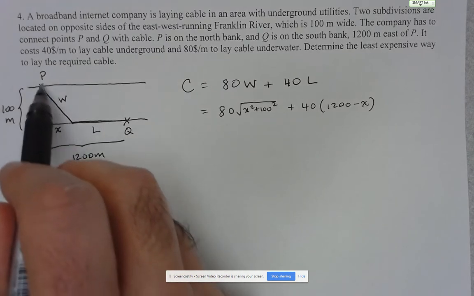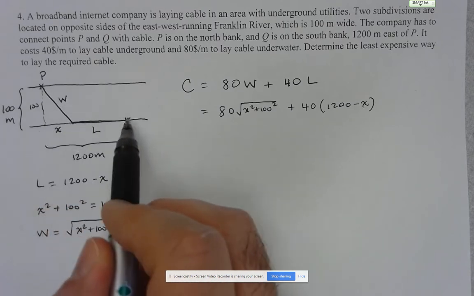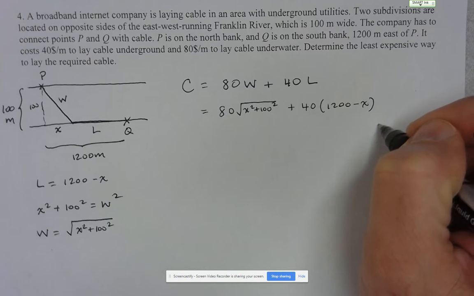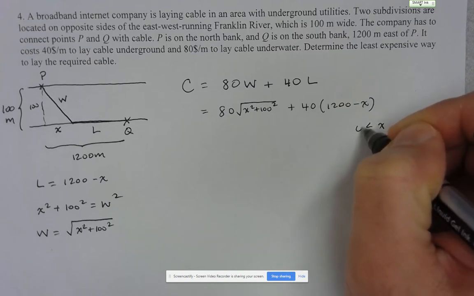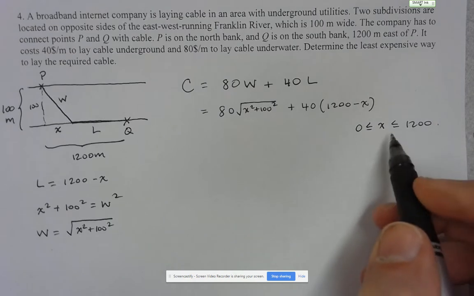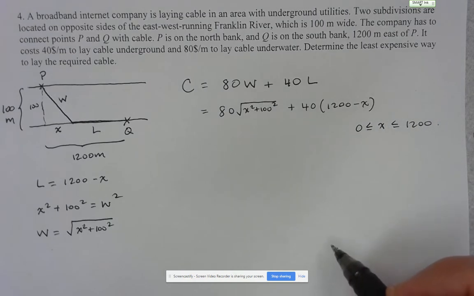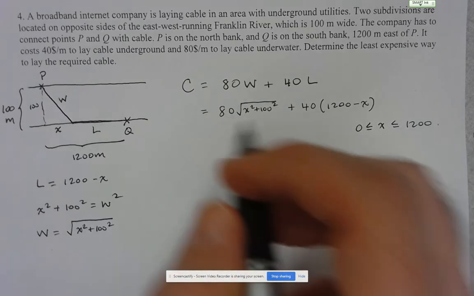So that means this here would go straight to Q, and that would be my x. So here x has to be greater than or equal to 0 and less than or equal to 1,200. So I see here that I am working on a closed interval. Okay, so now we'll do the calculus portion here.